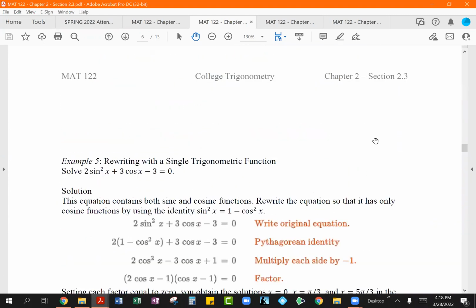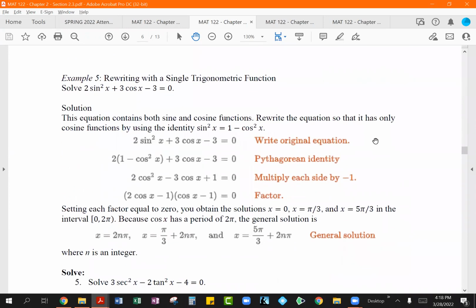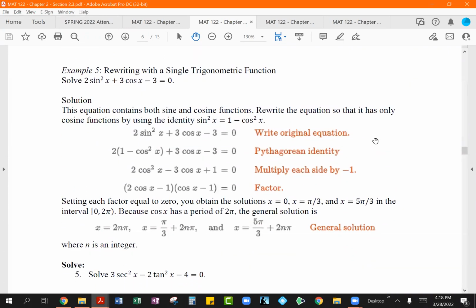So we need to pick up from this next type of example here, where you are given 2 times sine squared x plus 3 times cosine of x minus 3 equals 0. So you actually have both sine and cosine functions in this equation. And obviously we will need to convert them into one single trigonometric function before we can solve them.